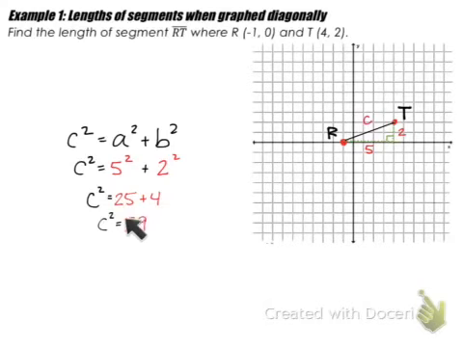And in order for us to get c, to get rid of that squared, we're going to take the square root of both sides. And c, or the length of RT, is equal to root 29.